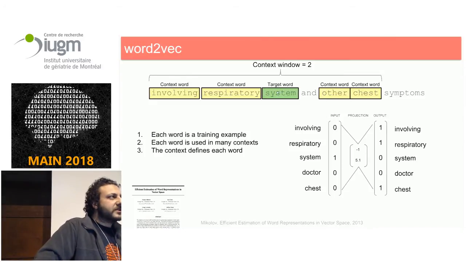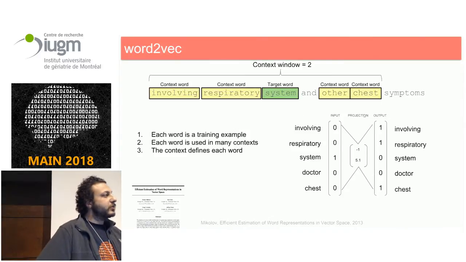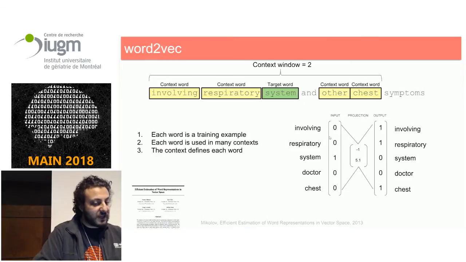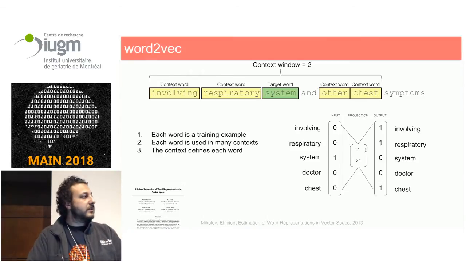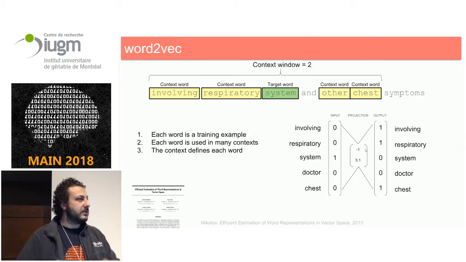This is not the only context that "system" will ever have when it's used. There will be another sentence where the word "system" is used, and it will have a different context. So we'll have another training example with the same input but a different output, where a different set of words are on.